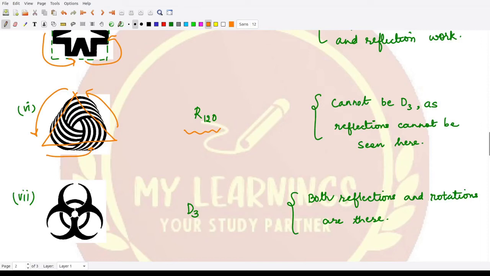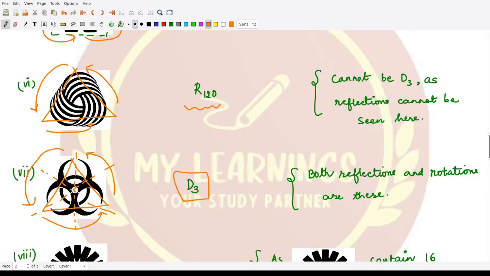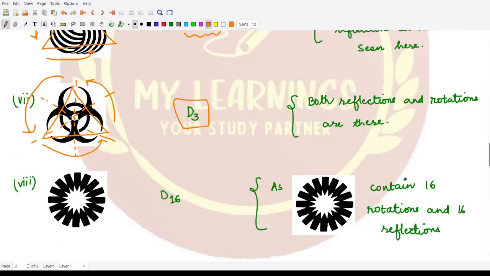Here you see we have D3 symmetry. Why? Because we also have the reflections. Correct. This is one reflection, this is another one, and this is the third one. And moreover, in addition to that, this resembles that of a triangle. Hence, if we rotate it by 120 degrees, 120 degrees, and 120 degrees, we would have the same image. Hence, D3 is the symmetry. The symmetry group of a triangle is the same as this one. Correct. What about this eighth one?